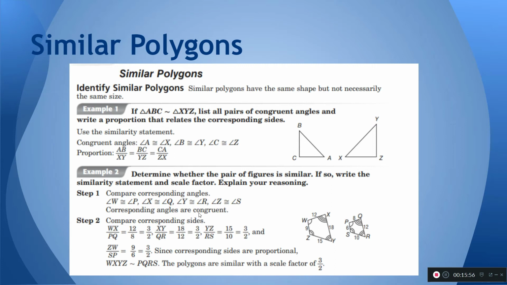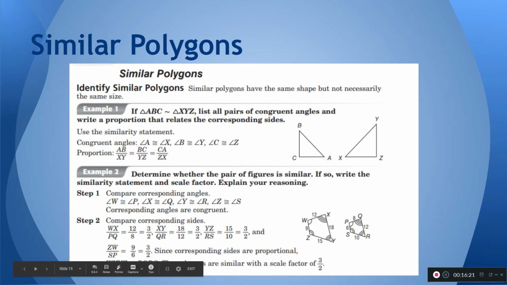Then when we compare the sides, we've actually got the length of these sides this time. So when we start with side WX over side PQ, we've then got 12 over 8, which can be reduced to 3 over 2. Here's the 12, here's the 8. These are the two sides, WX and PQ, 12 over 8, reduced to 3 over 2.